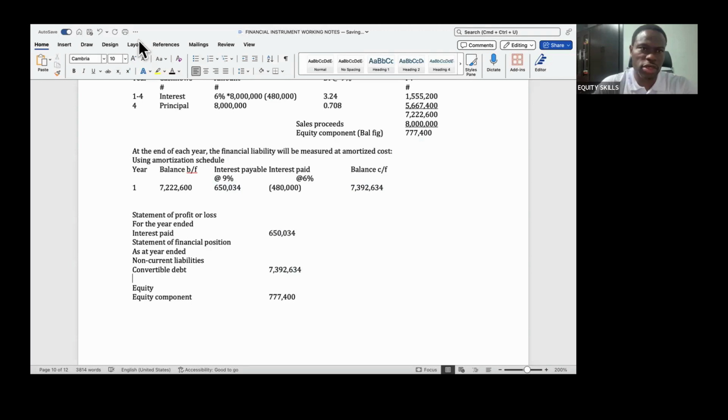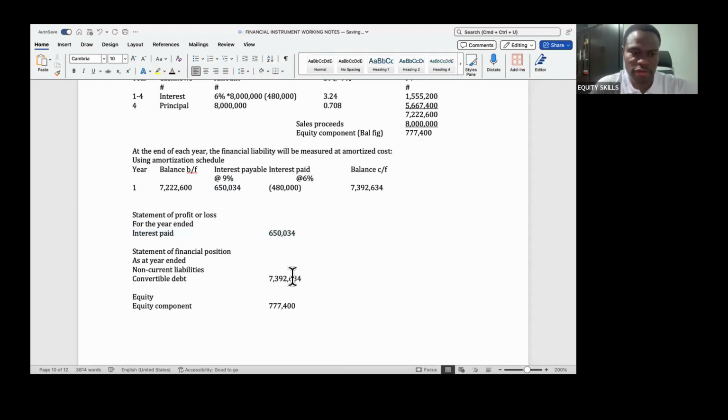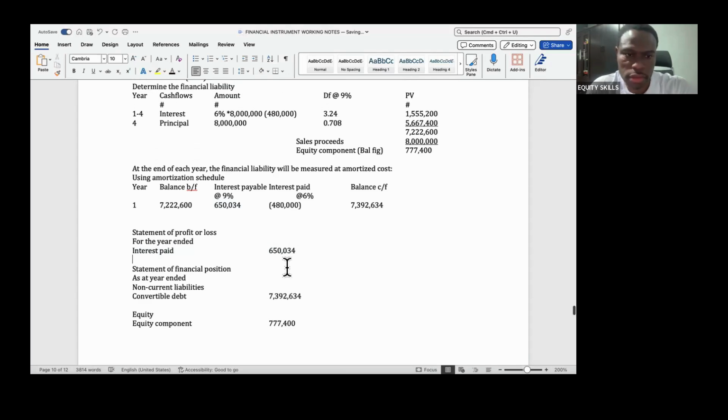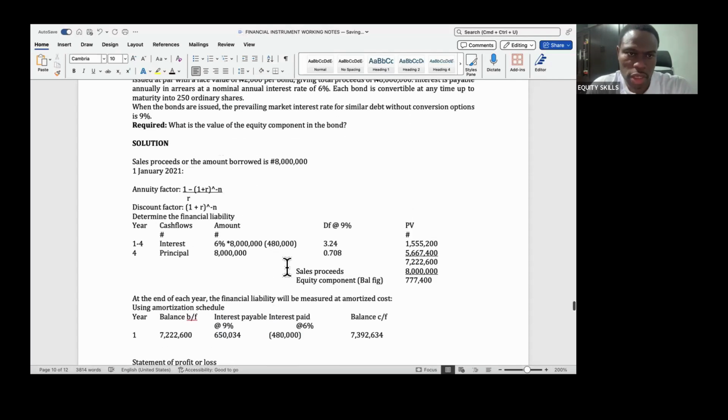So again, I think Adiola is asking, from the last solution, about the amount going to P&L. I told you that it is the interest payable that goes to P&L. So which is this 650, not the interest paid, it is the interest payable, this one. That's what you find in your P&L. The same thing applies in all the other ones that we have done.